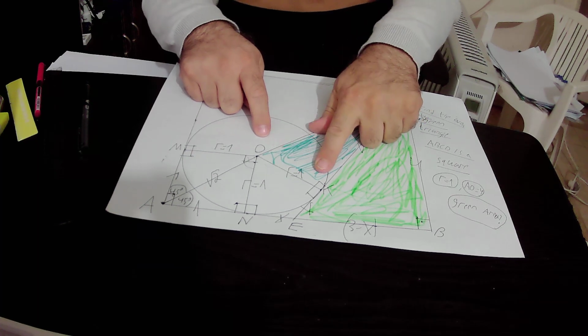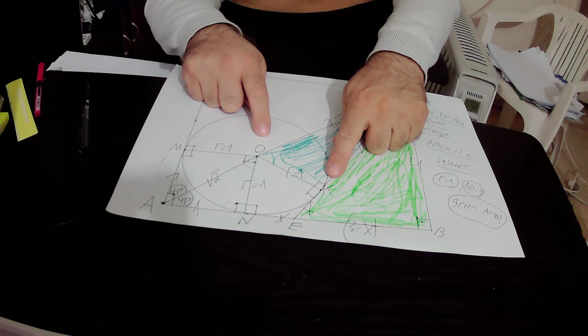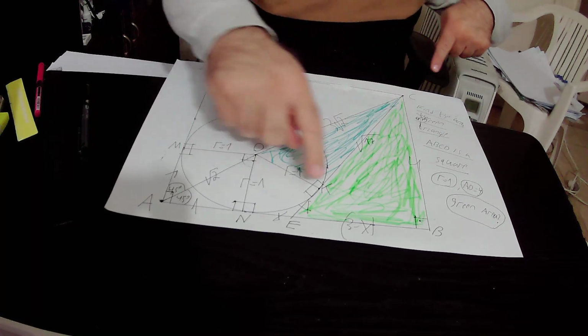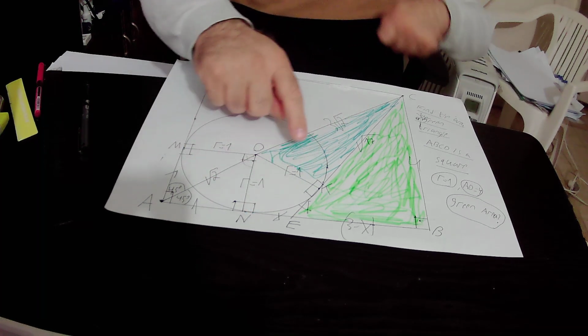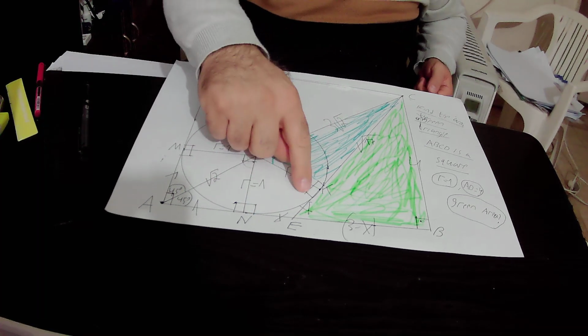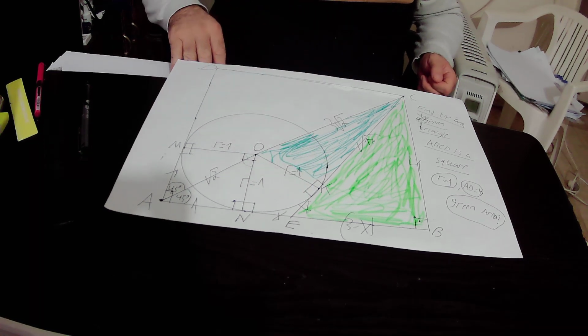This is the radius that is drawn to the point of tangency. That is to say, it is drawn to point K, that is the point of tangency E with this circle. Therefore, the tangent EC is perpendicular to this radius. That is to say, this angle equals 90 degrees and this angle also equals 90 degrees.